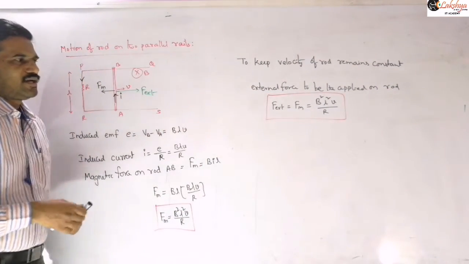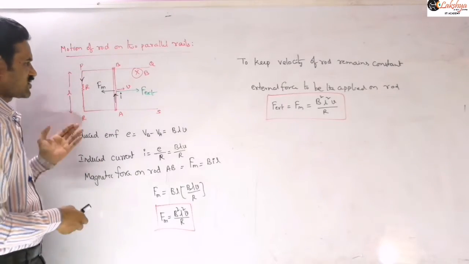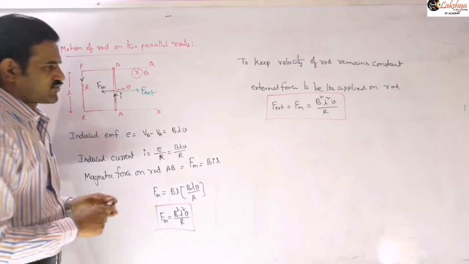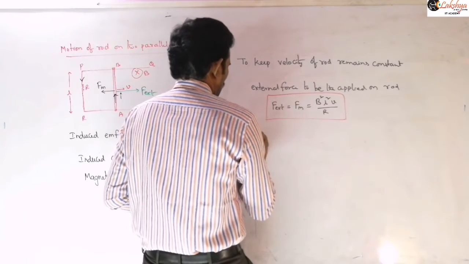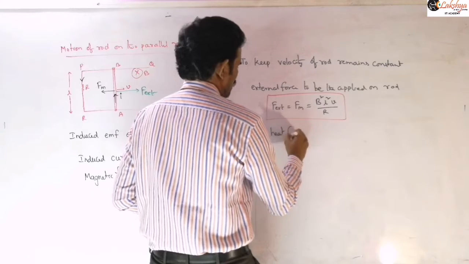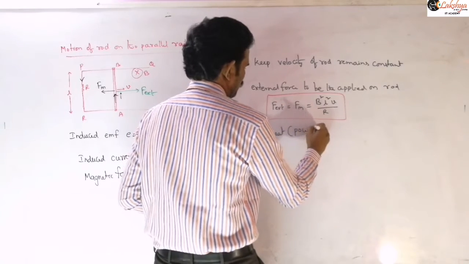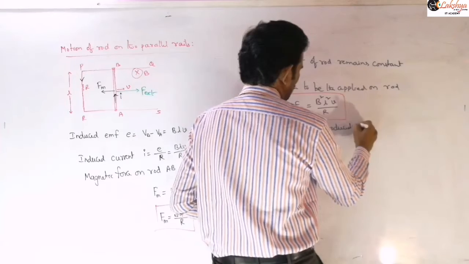Let us consider the power delivered by this external force and the power produced at the resistor here. So that means the rate of heat, which is nothing but the power produced at the resistor, the rate of heat produced at the resistor.